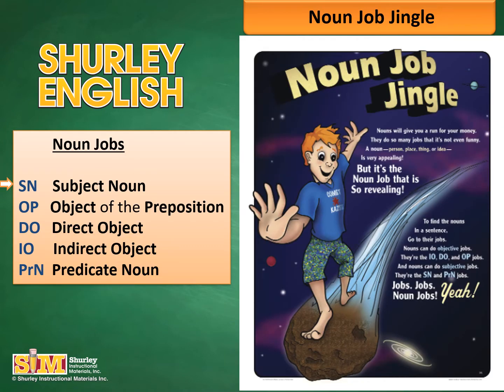Students will learn that nouns can have different jobs or functions in a sentence. So far, they have studied two noun jobs in Pattern 1. They have learned that a noun can be a subject, and they have also learned that a noun can be the object of the preposition. In Pattern 2, students will learn about a new noun job called the direct object. Indirect objects are taught in Pattern 3, and predicate nouns are introduced in Pattern 4.